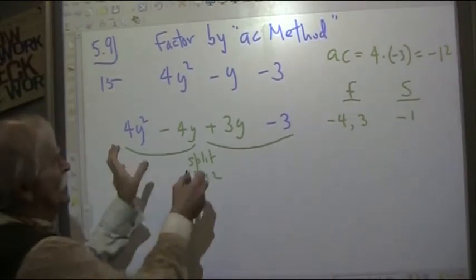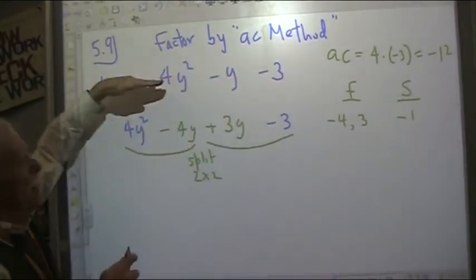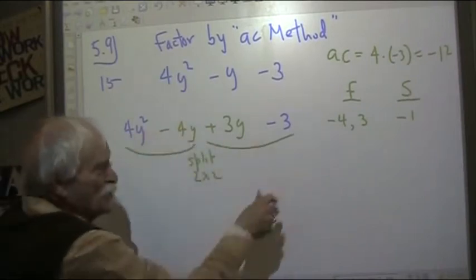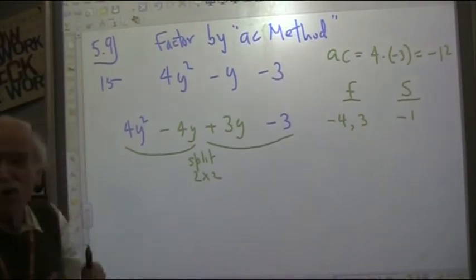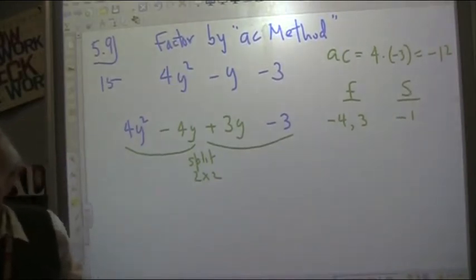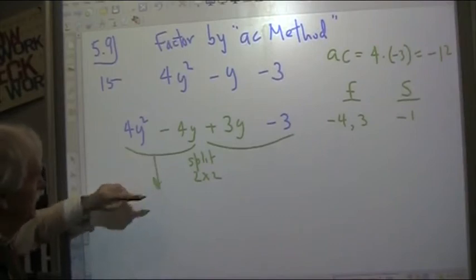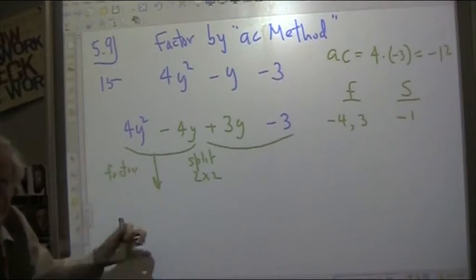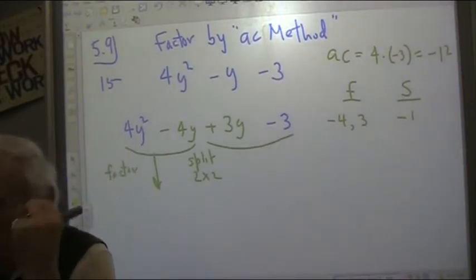So what we had done is we started with a trinomial, 3 terms. We split the middle term, so now we have 4 terms. And now we split it 2 by 2. And now, what is the next step? Factor. Right. And of course, according to your factoring Bible, after putting things in standard order, you look for what? The GCF. All right.